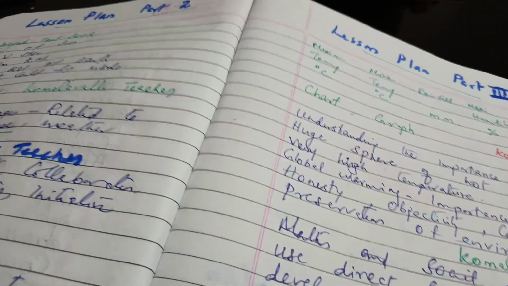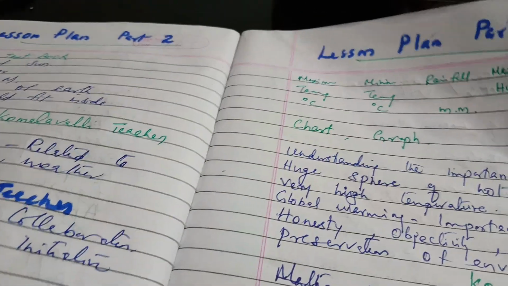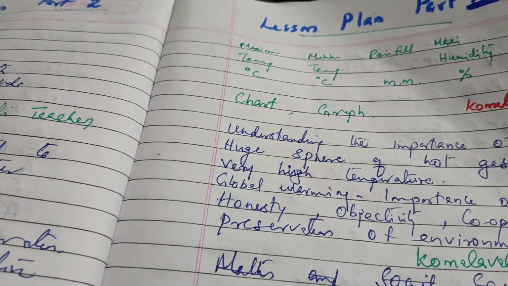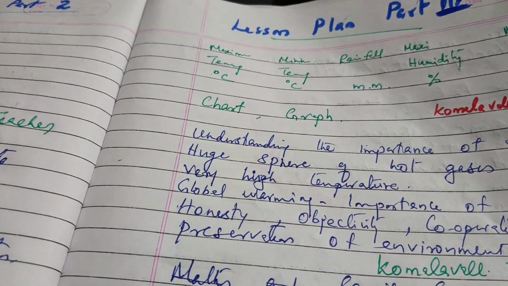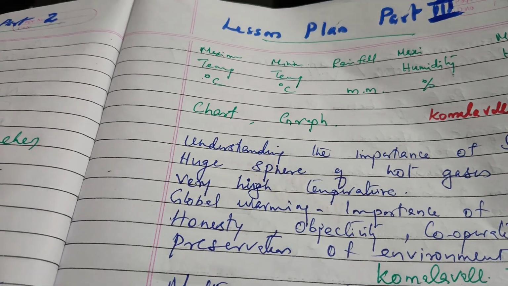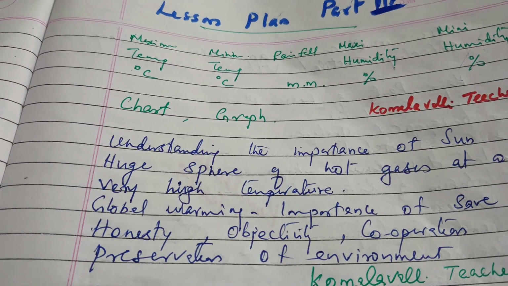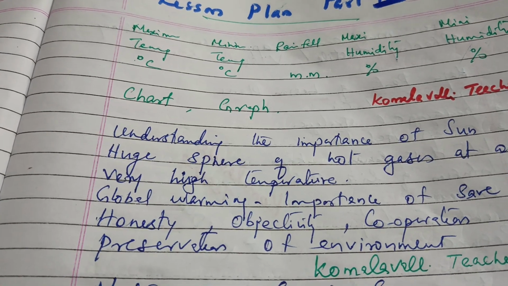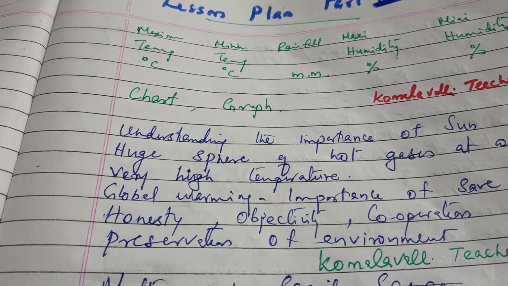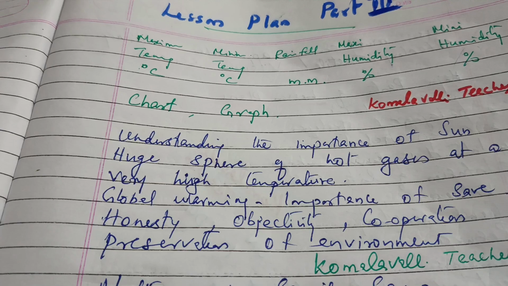And here you can see the maximum and minimum temperatures, then rainfall, and maximum humidity and minimum humidity. Here you can see the temperature is measured in degrees Celsius, rainfall in millimeters, and humidity in percentages.